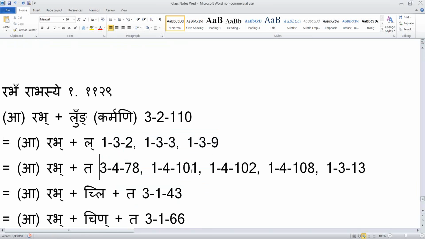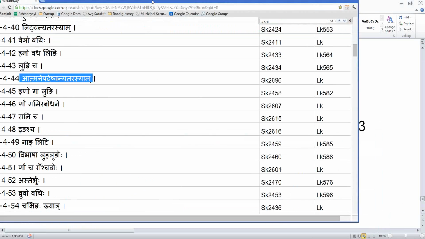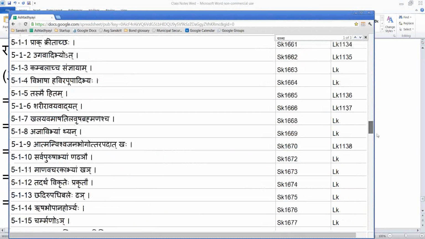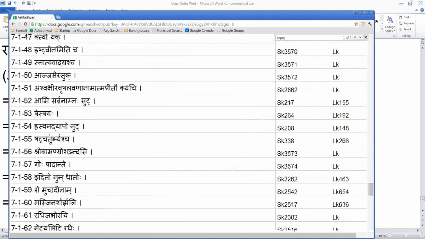And then because of bhava-karmanoh, atmanepadam, let's look at the prathama purusha ekavachanam. Of course, bhave can only be prathama purusha ekavachanam, but karmani can be anything, but right now let's look at the prathama purusha ekavachanam. Chilungi, and then Chinbhavakarmanoh. Then comes the sutram Rabhero shablitoh. Look at this number over here, 7.1.63. We already know the sutram 7.1.58, which is Idito num dhatoh, so the anuvritti of num is coming down from there.